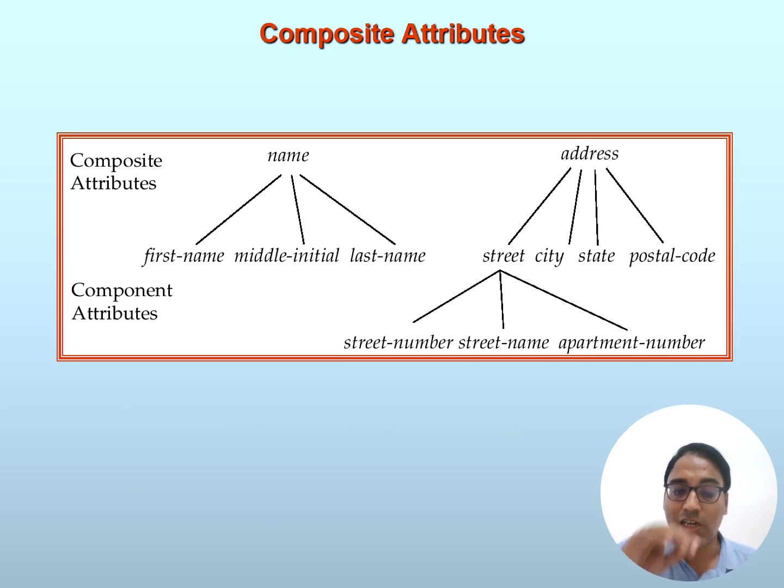Now see the composite attribute example. This part I already told you: name, first name, middle name, last name, the composite attributes. Likewise, the address: street, state, postal code. Street can be further divided into street number, street name, apartment number. So the address and the name become the composite attributes.